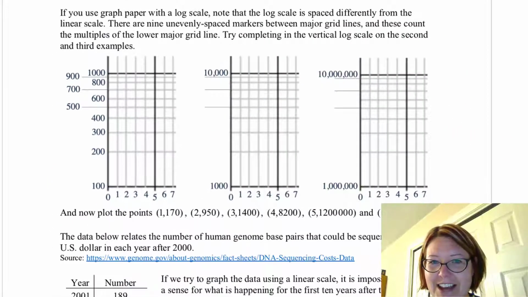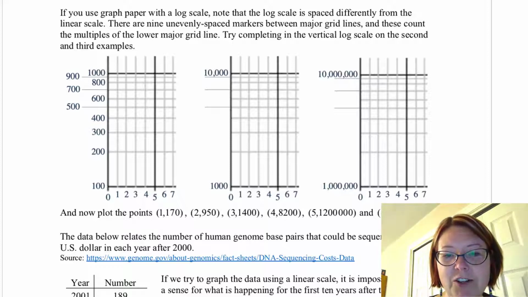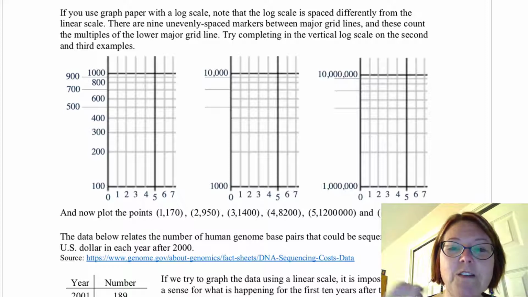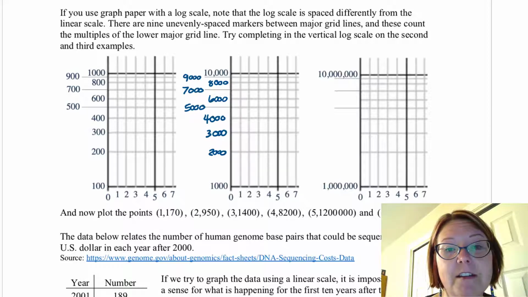Okay, we're back. Let's see how you did. The unevenly spaced markers between the major grid lines should be multiples of the bottom major grid line. So the bottom major grid line here is 1000. So if we're using multiples of that, it should be 2000 for the first unevenly spaced line, 3000 for the next unevenly spaced line, then 4000, 5000, 6000, 7000, 8000, and 9,000, that line really close to the top, really close to 10,000.